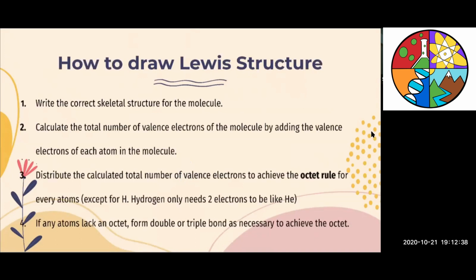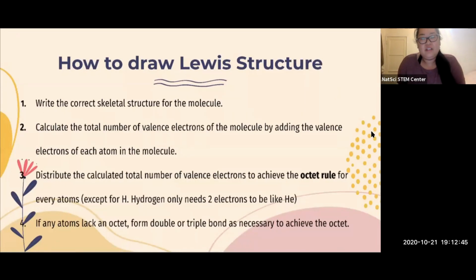However, with hydrogen, you can only have a duet, right? Yeah, so there's a duet rule with hydrogen. So how to draw Lewis structures?